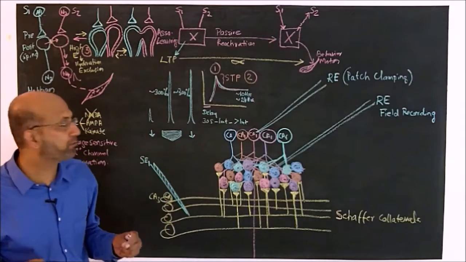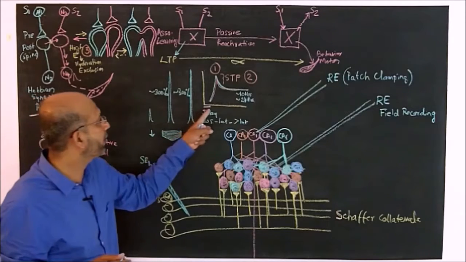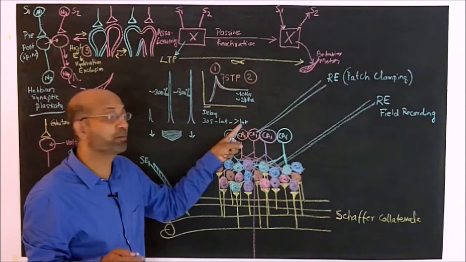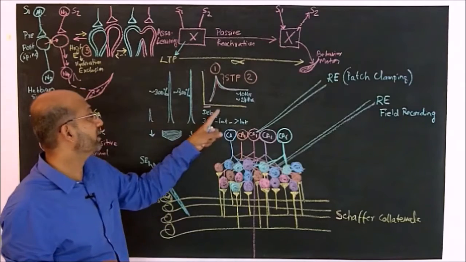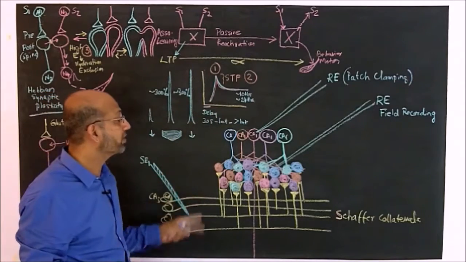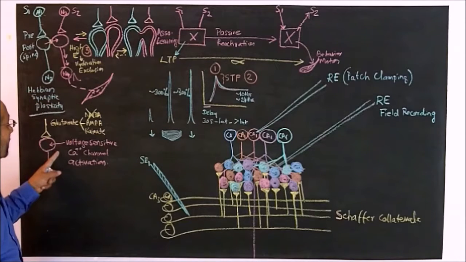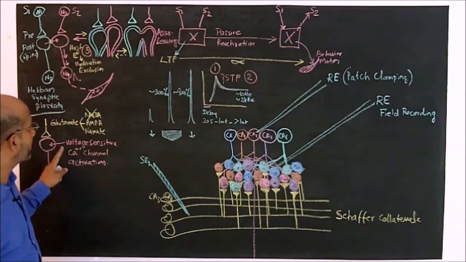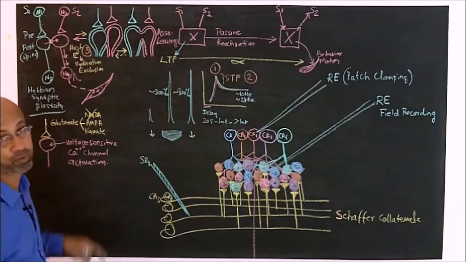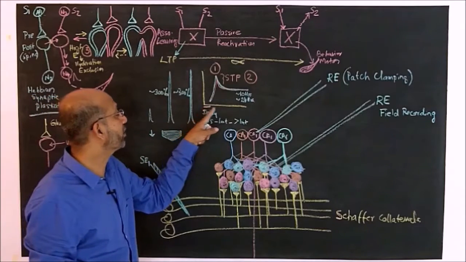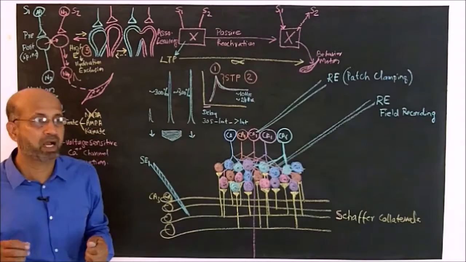Now the most important finding here is a delay of up to 30 seconds and even up to 1 minute or even more than 1 minute, which is seen in almost all the LTP experiments, including those that were induced by activating the voltage sensitive calcium channels at the postsynaptic terminal region. So how do we explain this delay of up to 30 seconds?